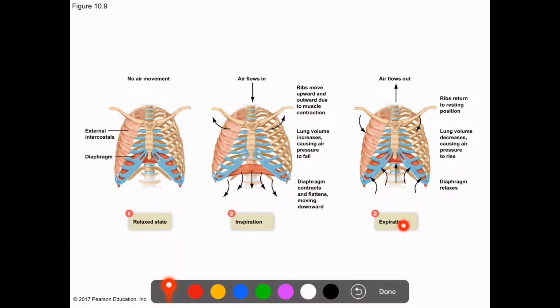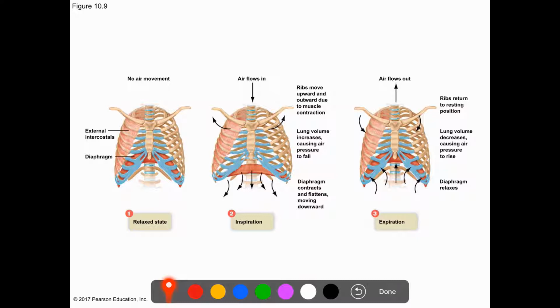When we have expiration, the diaphragm would reestablish its dome shape. The intercostal muscles would relax. That would shrink or reduce the size of the thoracic cage. This would increase the pressure inside the lungs, and the air would flow out.